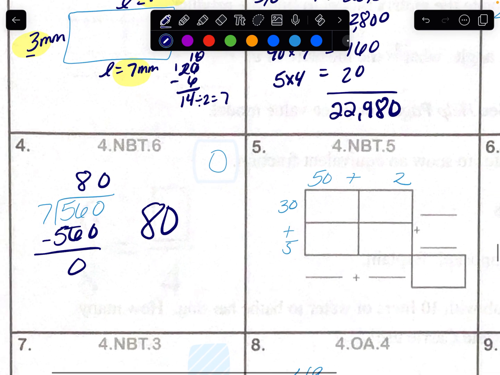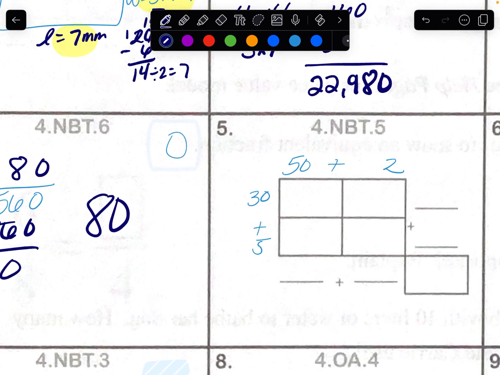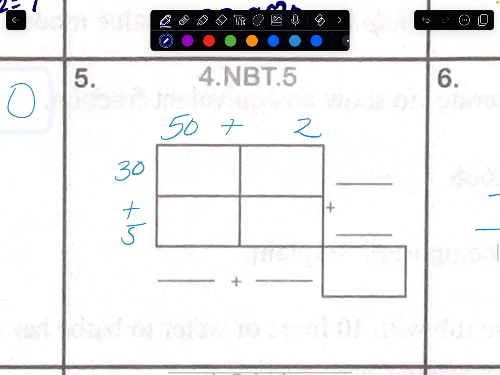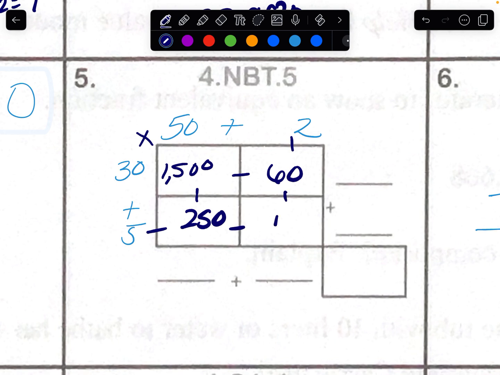All right, number 5 is matrix model, which is also known as the area model. Again, remember, you can flip these. They don't have to be in the same spot. So this one's 1,500. 30 times 2 is 60. 5 times 50 is 250. And 5 times 2 is 10. You can add across or add all together, whichever one you prefer to do, for the product of 1,820.